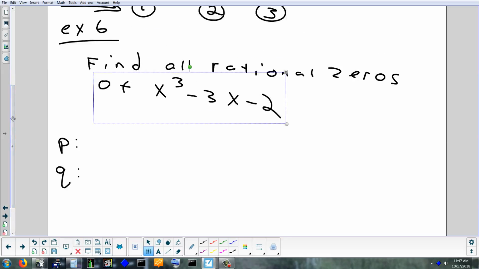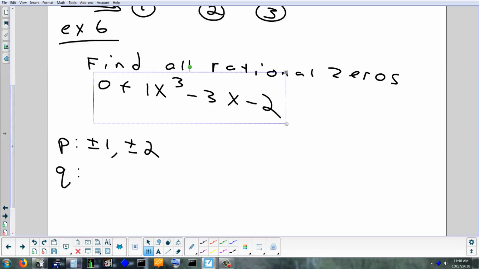Okay, P are the factors of my constant. My constant here is -2. What are the numbers that divide into -2? Yep, plus or minus 1, plus or minus 2. That's it. So I told you the first one we did would be the biggest one. This one's much smaller. Now there's no number there, but we can put a 1 in front.